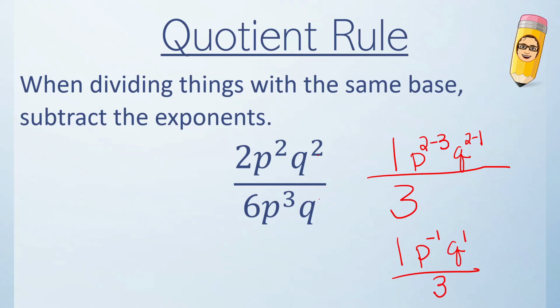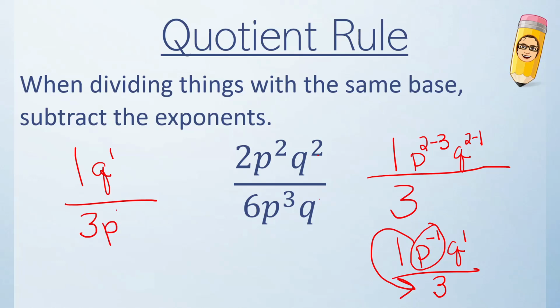We're still over 3. I can't leave this p to the negative 1 alone, though. It's a negative, so he needs to move down to the bottom. So I'll have an answer. I've got to move over here. I'm running out of room. Q has to stay upstairs, but the p to the first had to move down to the bottom. Now, those exponents do not need to be there. I just wrote them there so we can see that it's to the first power each time.